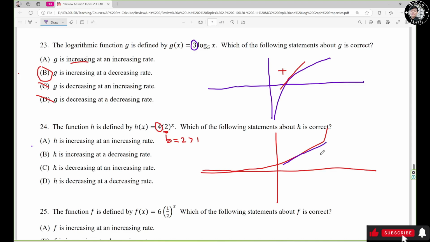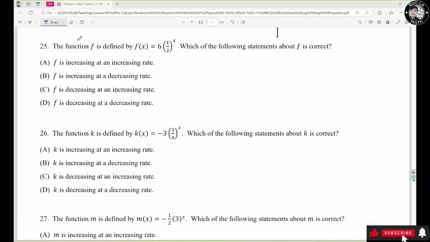Because you draw a tangent line, the slope is positive, right? So the function is increasing. We need to eliminate C and D, right? Now look at the rate of change. Because the function is concave up, the rate of change must be increasing, right? So the answer choice must be A.